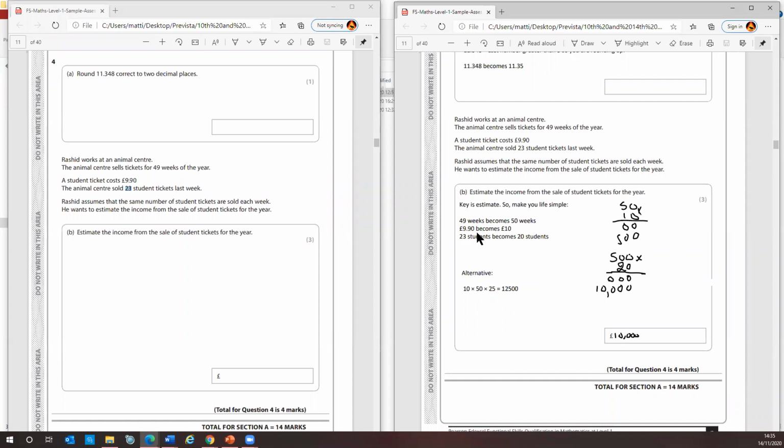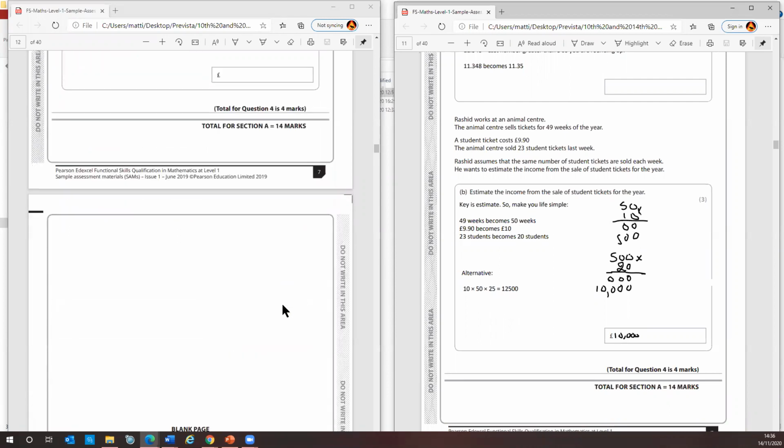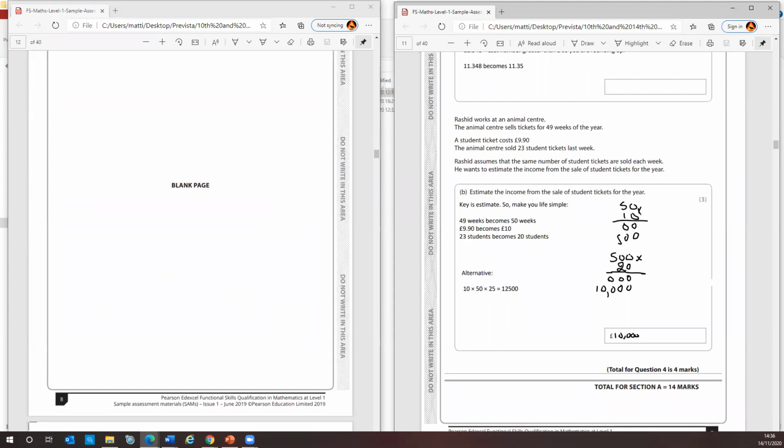The alternative, again, with what we've got up here is the 10 still stays as 10, and 9.90 still stays at 10, 49 stays at 50, but 23 students becomes 25. Up to you which way you want to go. Either answer will be acceptable in this particular instance because you're estimating. You're not doing a precise calculation. And there we go. That's that paper for you.